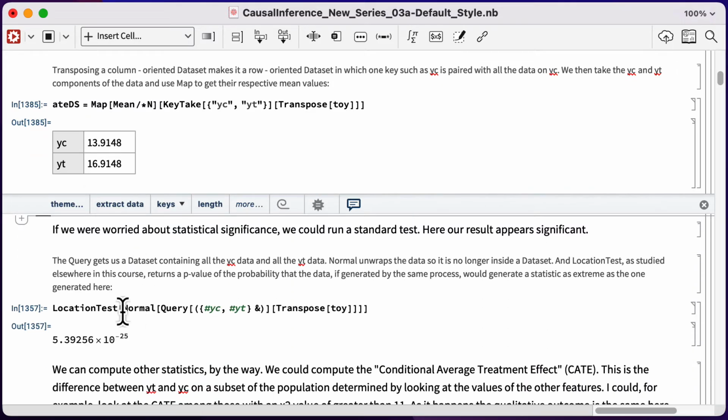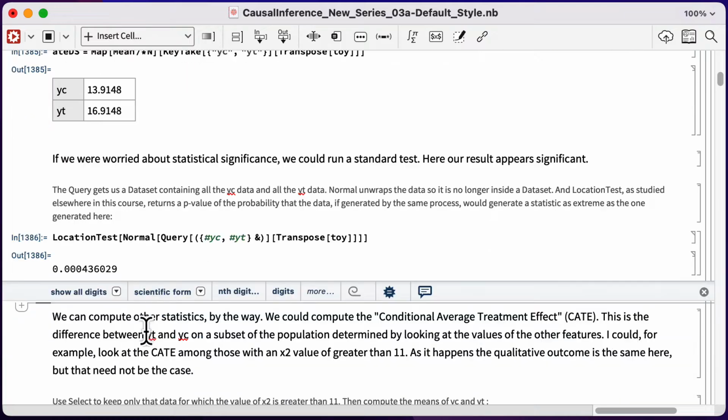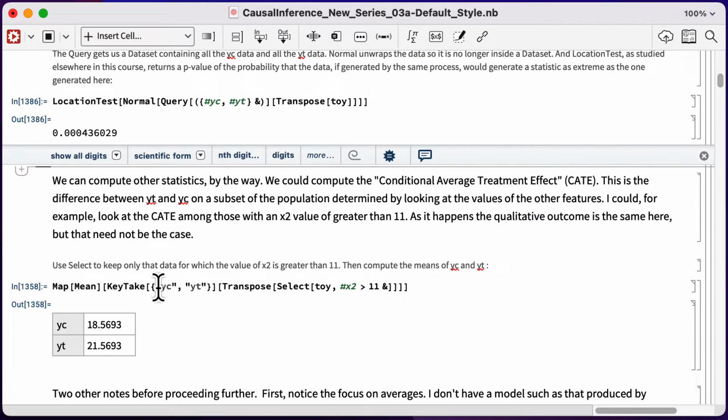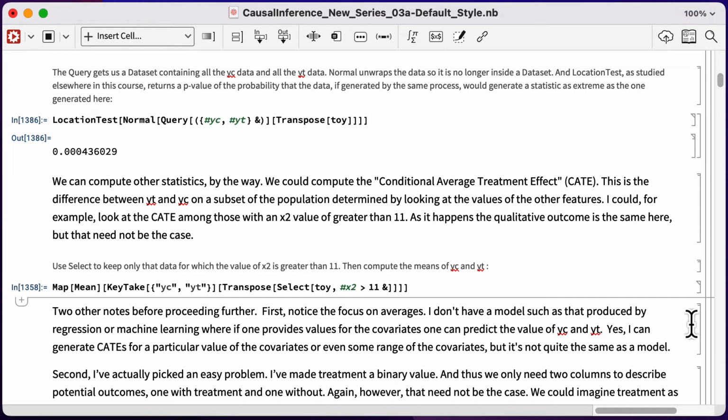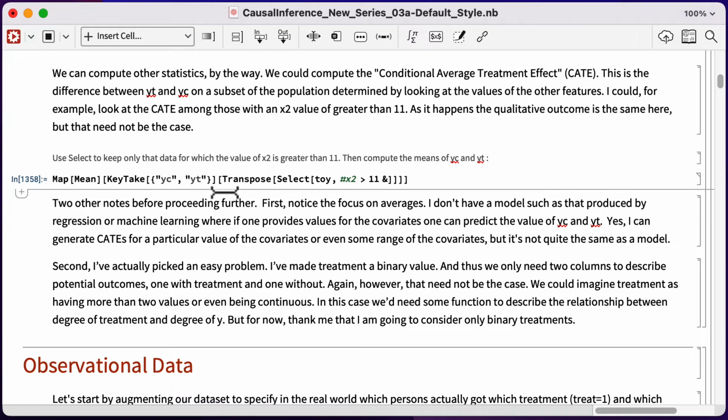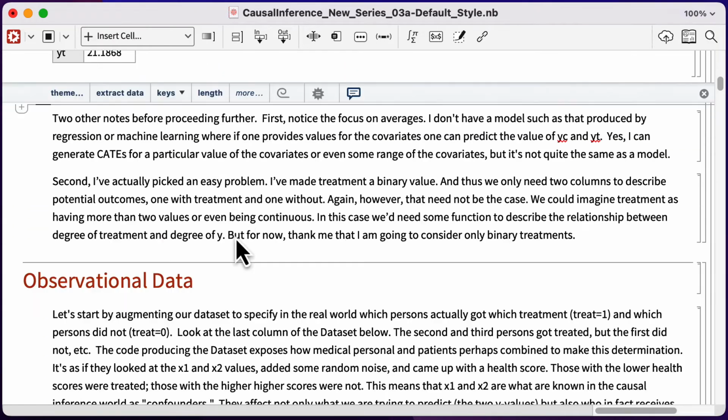Is it a statistically significant difference? Yes, it is. Okay, we could also look at a conditional average treatment effect. And let me get rid of some of these outputs because they're going to be confusing you. We can look at people whose X2 value is greater than 11 and look at whether treatment worked for them, and it turns out that it did.